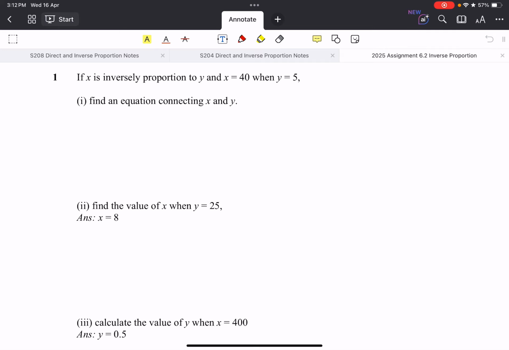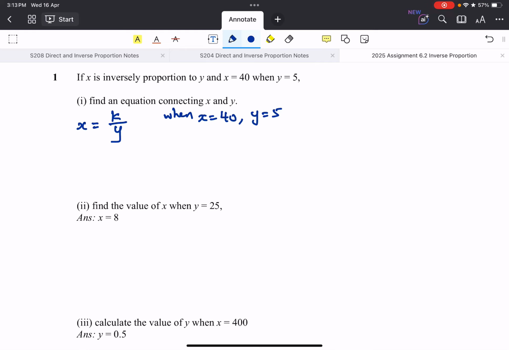Right, let's begin. This one is on inverse proportion. If k is inversely proportional to y and x is 40 when y is 5, find the equation connecting x and y. So let's begin. I change my pen to blue. That means x, I can write it as k over y. This is what we have. When x equals 40, y equals 5. That means 40 equals k over 5. So k is equal to 80.